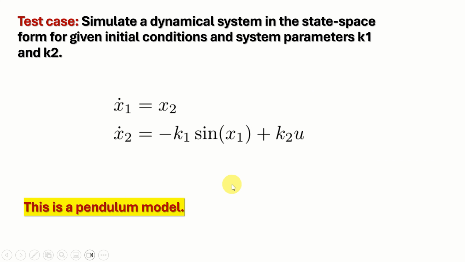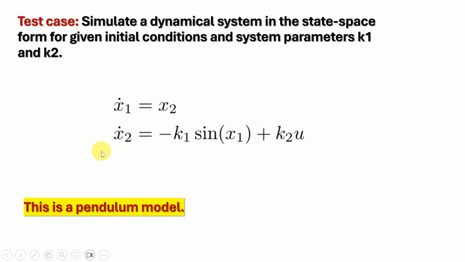Here's the test case that we will consider in this video tutorial and that we will simulate in Simulink. Our problem is to simulate a dynamical system in the state space form for given initial conditions and for given system parameters k1 and k2.